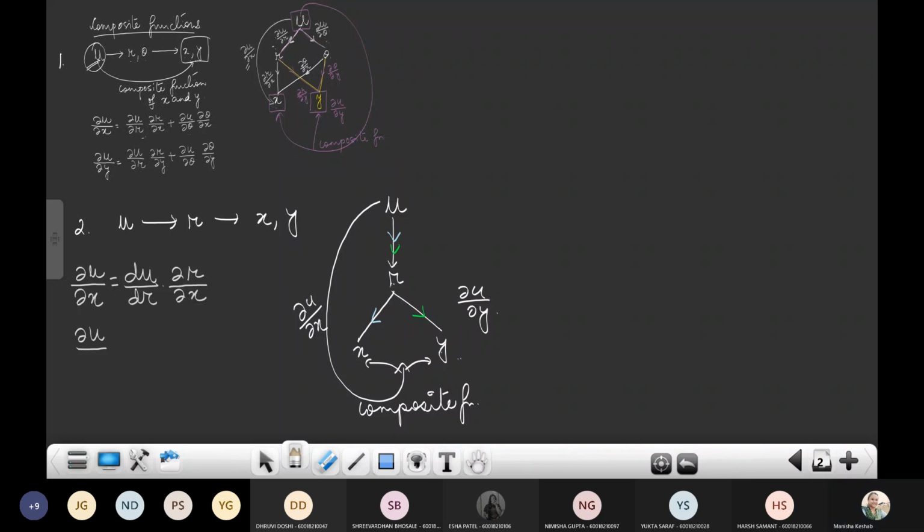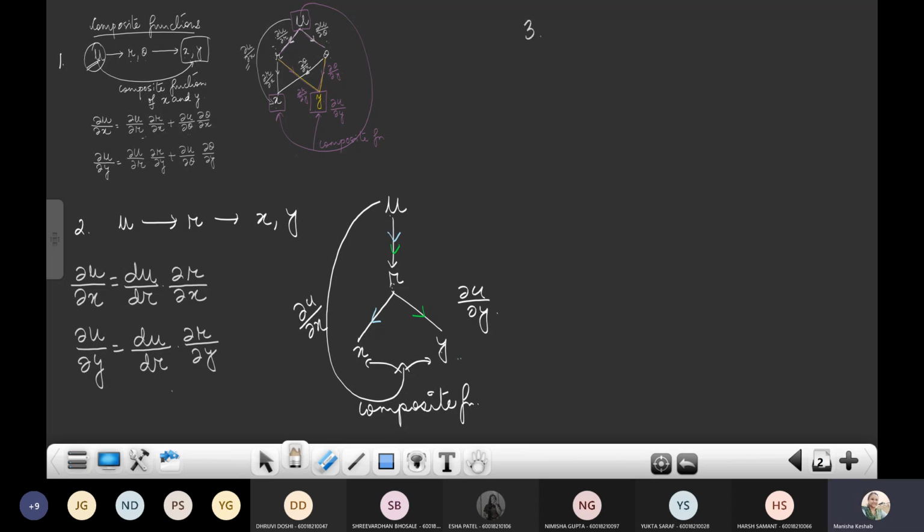Similarly, del u del y will be what? Now u with respect to r. Again, u is a function of one variable r, so it will be total derivative du dr into, then we will have del r del y. Okay. So this is the same thing that we have already used, but when you draw the tree diagram, it becomes very clear what derivatives we need to consider and for which variable.